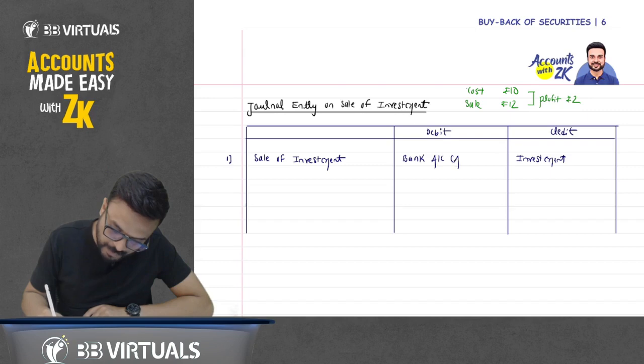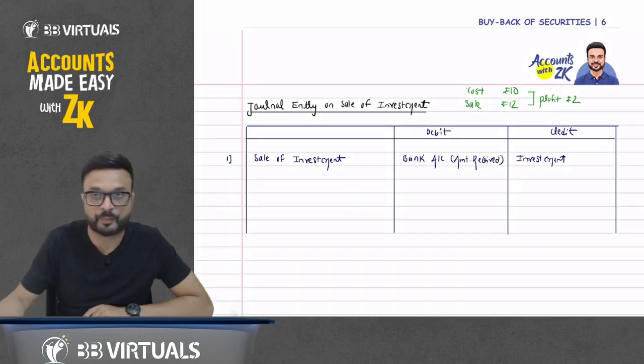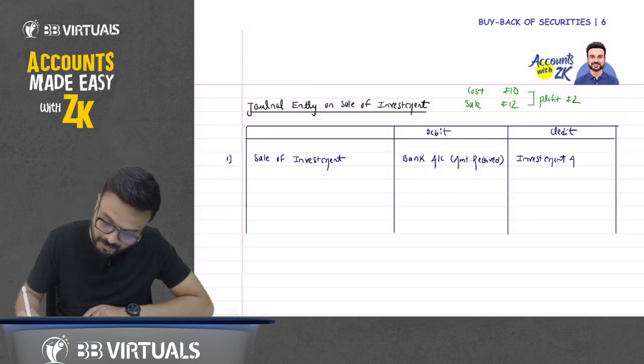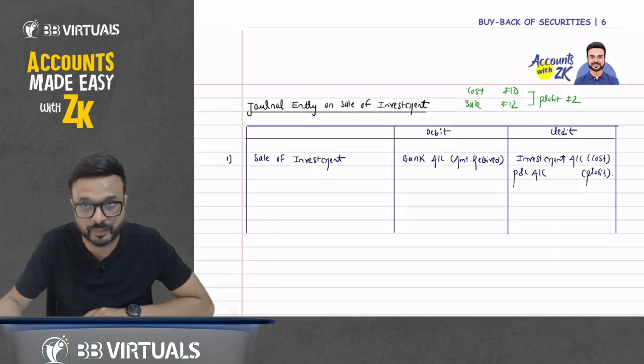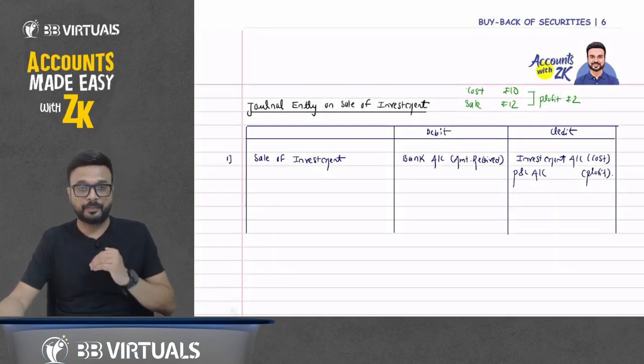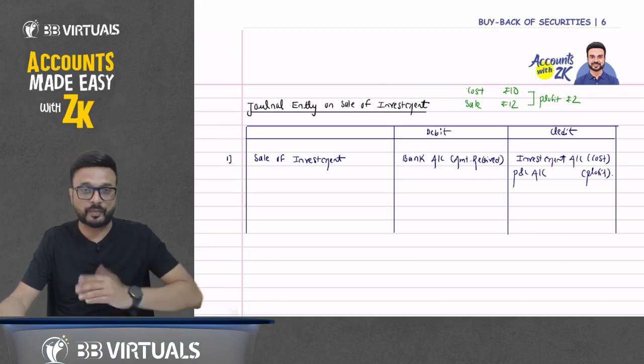This value, bank account debit, means the amount that you have received. In our case, it is 12 crore. To investment account, that will be the cost of investment. And profit and loss account: this is the amount of profit on sale of investment. So bank account debit to investment account to profit and loss account.